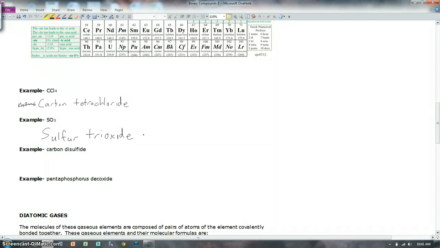Going in the reverse direction, we have carbon. There's no prefix, so we assume there's one of them. So we have C, and we have a disulfide, so we must have sulfur, which is S. Di tells us it is 2. So we have CS2. In our final example, we very clearly have a prefix, penta, which means there are 5 phosphorus atoms. So we're going to put a P, we have 5 of them, and then we have decaoxide. Deca, if you remember, was 10, so we have 10 oxygen atoms. So P5O10 in this case. Hopefully that's pretty clear.